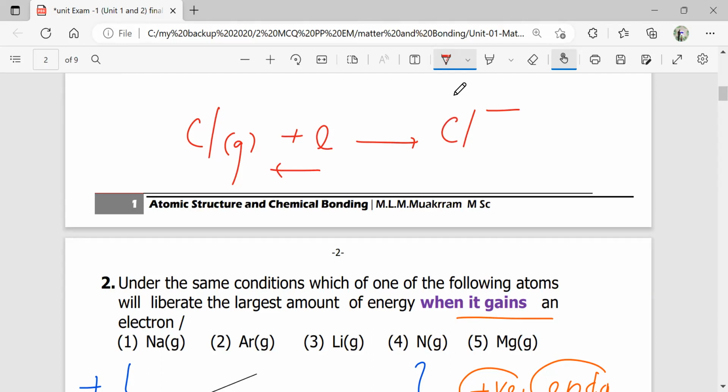After electron gain, what happens? Energy is emitted, or it can be absorbed. Both possibilities are there. I will try to explain what this process is. Okay, we'll try to use this graph, and understand how it happens a little bit.